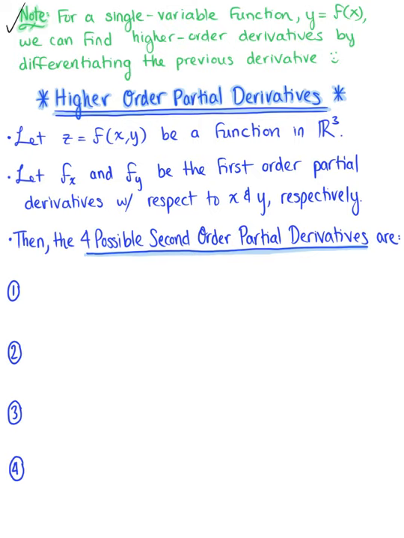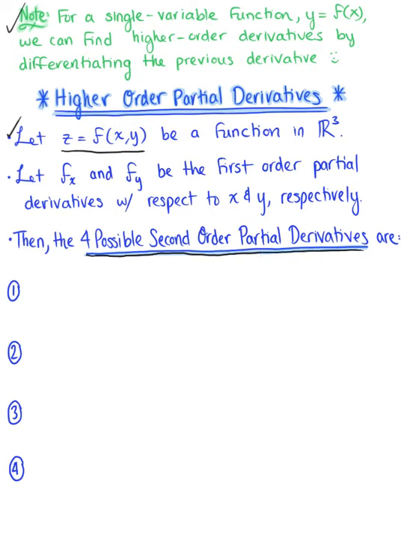So to get us started here, let's suppose we are considering a function of two independent variables, like z equals f of xy. So we have z equals f of xy is some function in R3. And we also want to let f sub x and f sub y be the first order partial derivatives with respect to x and y, respectively. So in this case, there are going to be four possible second order partial derivatives.